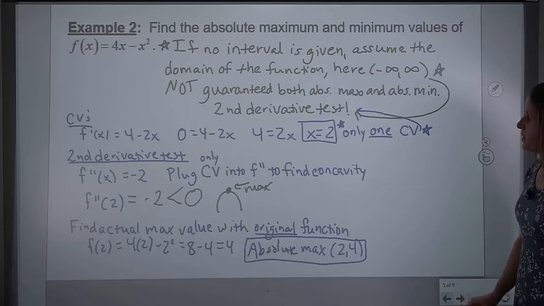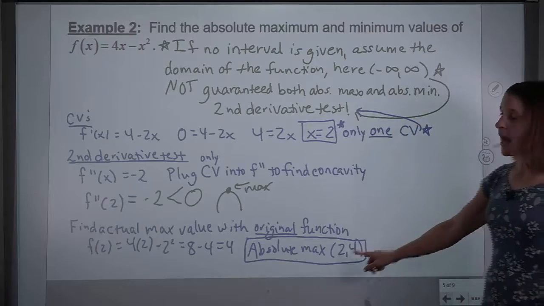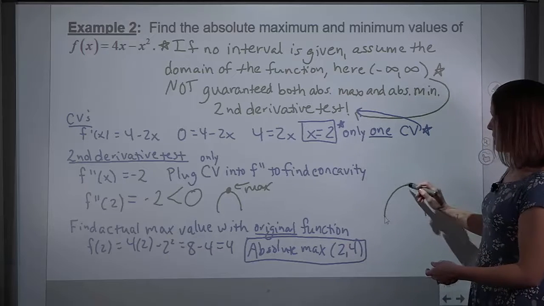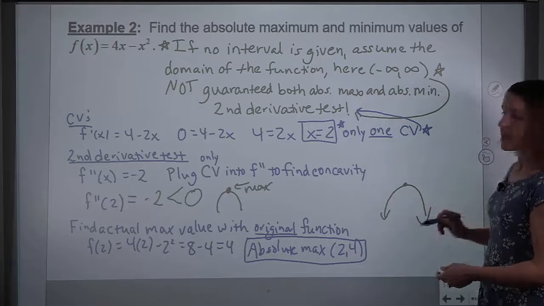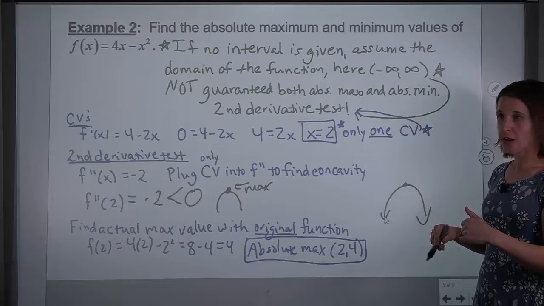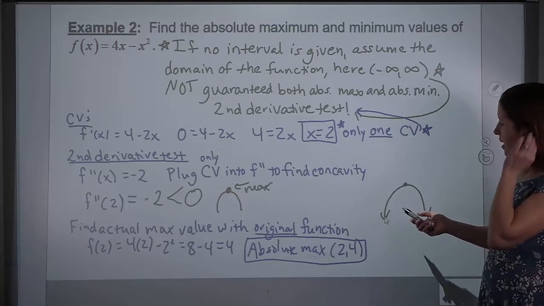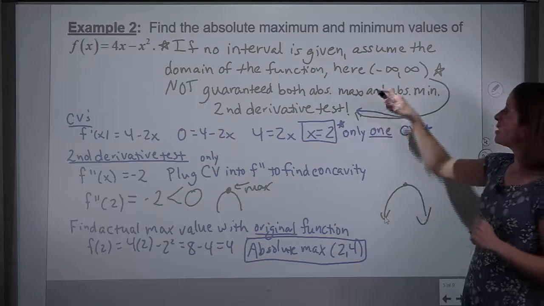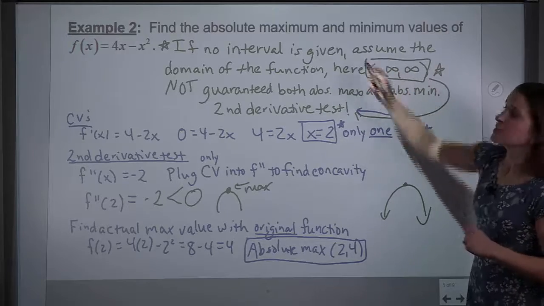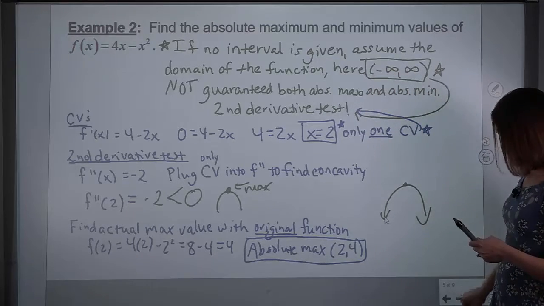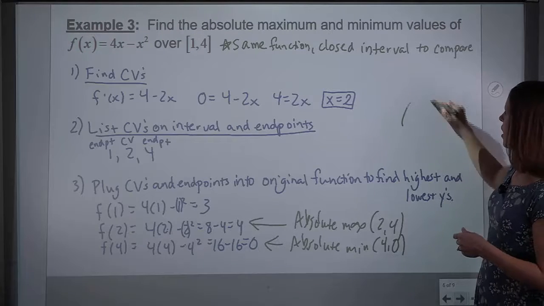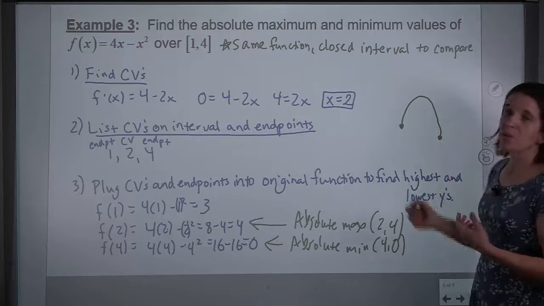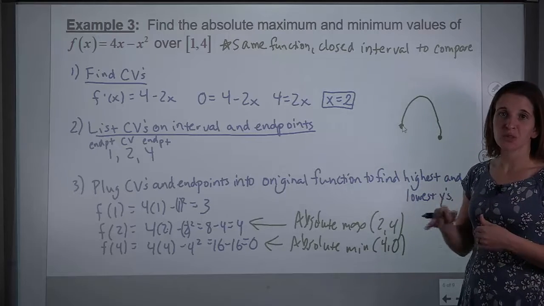So to compare, here we had the absolute max of (2, 4). We had something like this going on, and we had arrows where it kept going down forever. And so we couldn't name an absolute minimum, and we're not guaranteed one if we're on an open interval like we were with this negative infinity to infinity. But then in this problem, we cut it off, and we had some endpoints, and so now there is an actual lowest point.